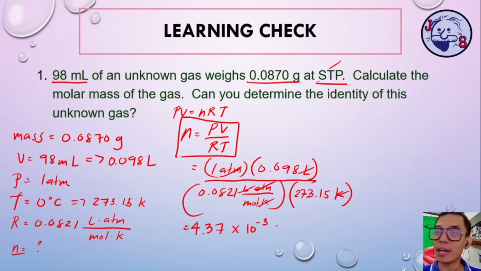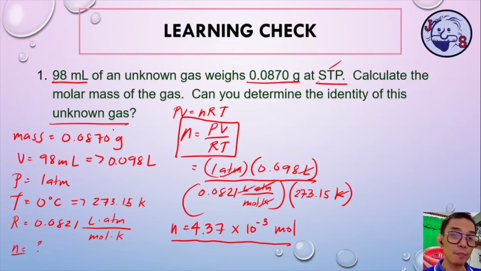4.37 times 10 to the negative 3 moles of that unknown gas. Since we got the n already, is it possible to solve for the unknown gas? Yes, it is possible because we have this one already. Now, how do we solve for the unknown gas?